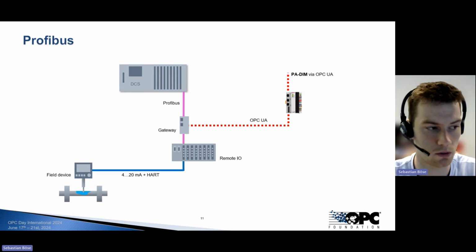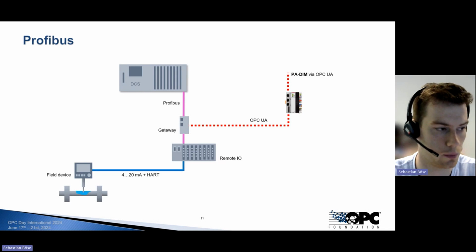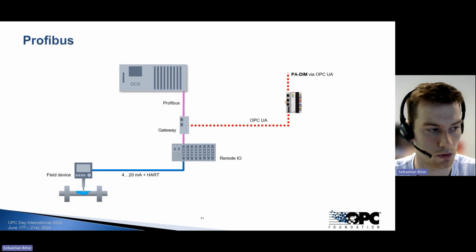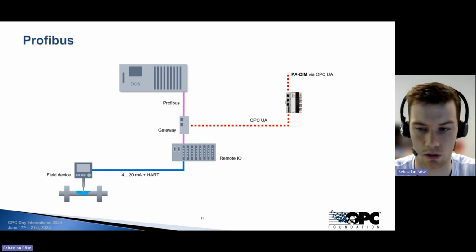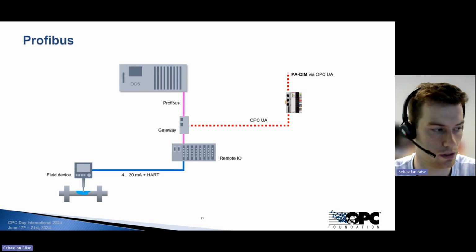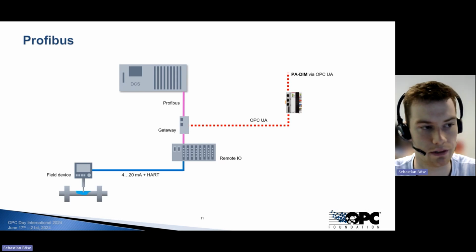We send the same HART commands here via OPC UA to the gateway, and then the gateway maps that onto the Profibus and onto the remote I/O, so that we can access all the field devices below the remote I/O. So this is not that easy to do. We're currently working on that, but it's also a way of how to implement it in your open architecture and how to get this PA-DIM filled with data out of the field.